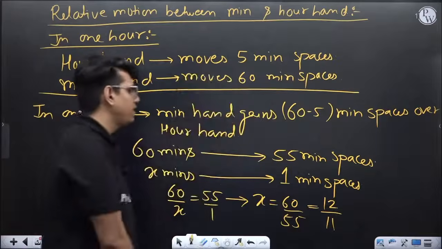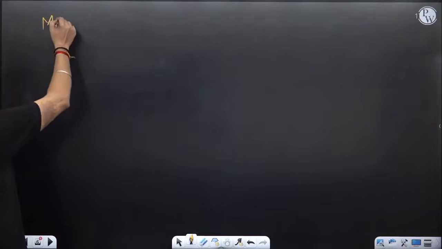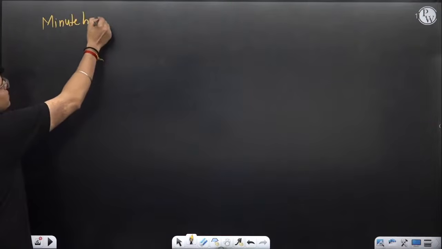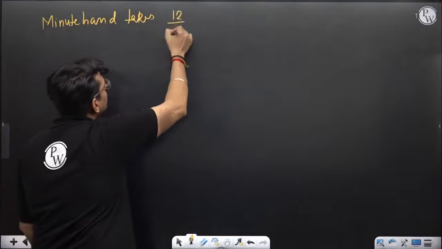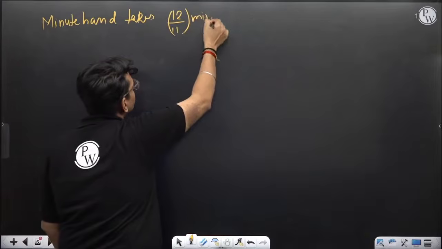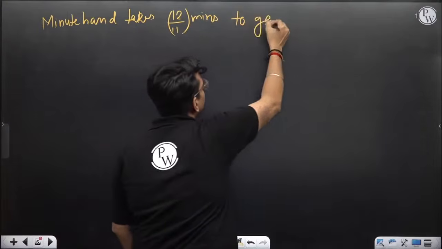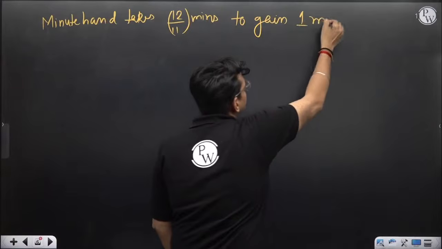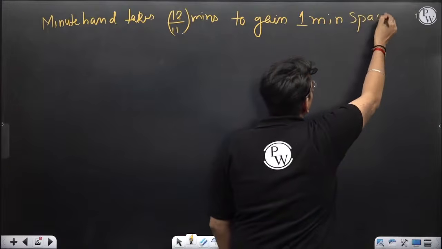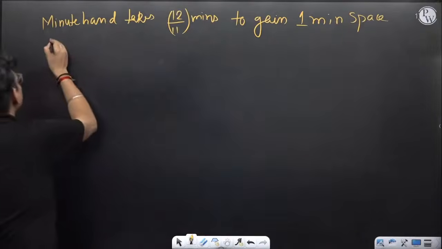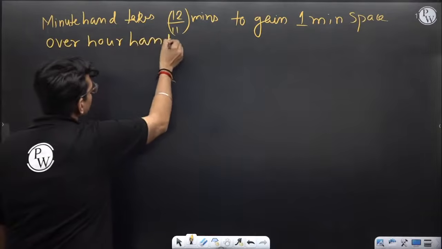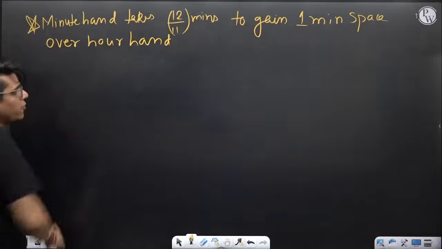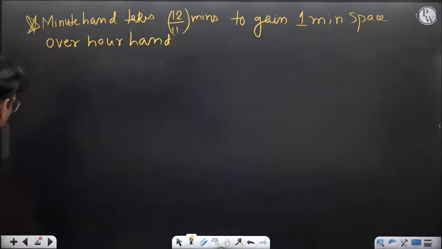Now what does it mean? It means the minute hand takes 12 by 11 minutes to gain 1 minute space over the hour hand. Okay, this is important. Remember this. We will solve a question based on this now.